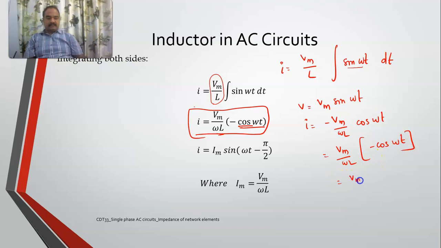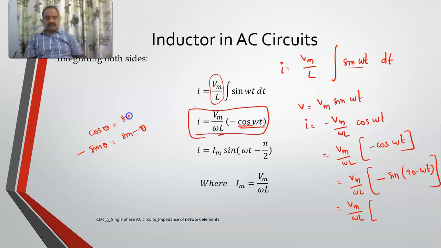So I'll write it as, cos can be written as sin 90 minus theta, right? So I'll write it as sin 90 minus omega t. And I'll push this minus, because minus sin theta is sin minus theta, right? And also cos theta is sin 90 minus theta. So I am just replacing these two trigonometrical equations. So if I push this one, minus will go inside. So it will become omega t minus 90.